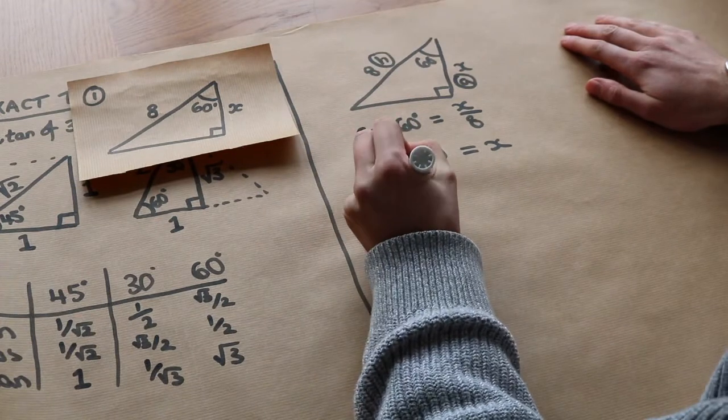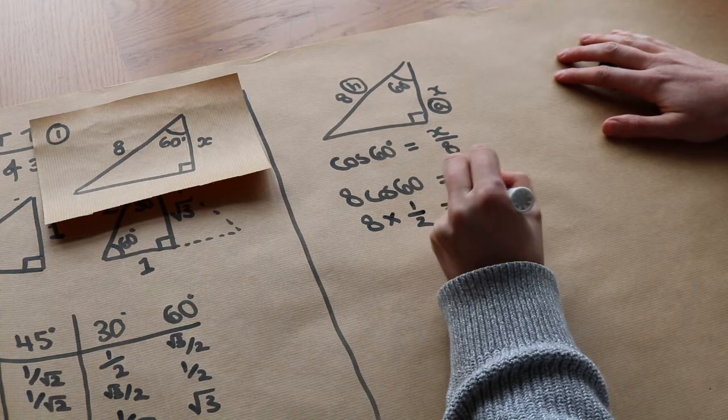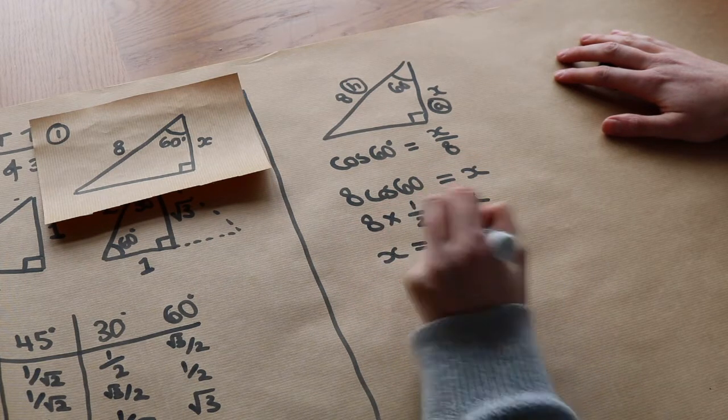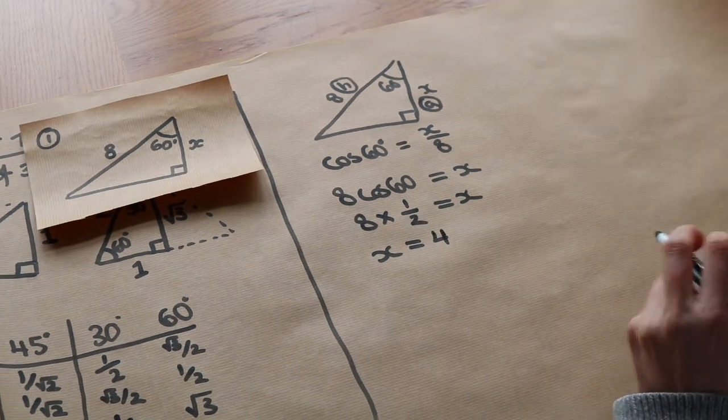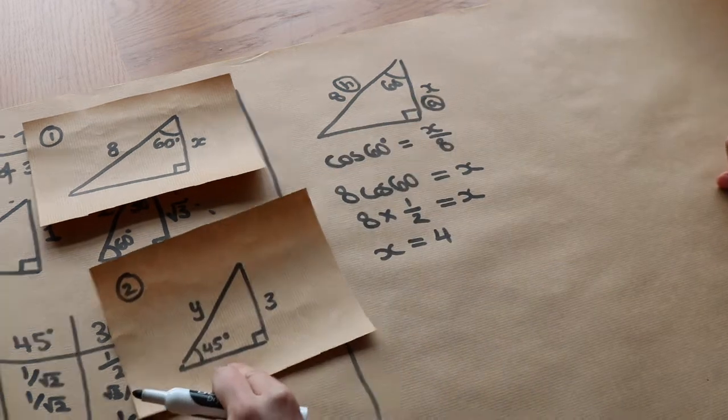So 8 times half is equal to x. And that means that x is equal to 4. So we've got that one, and I'll just do a second one quick, and then I'll get you to do one yourself. So we've got this example now.